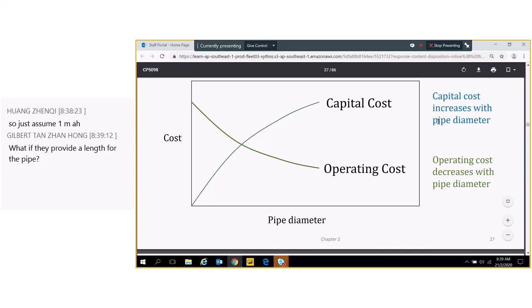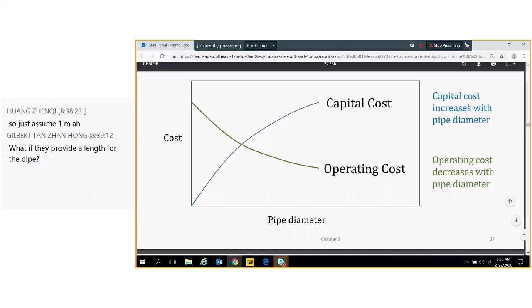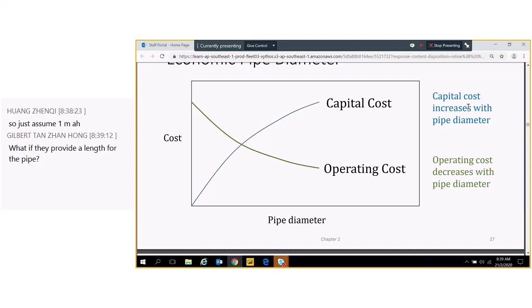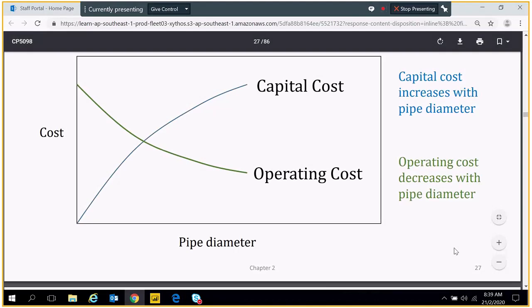Why, when the diameter of the pipe becomes bigger, capital costs increase? Because the pipe wall is thicker. The thickness has increased. If you consider 1 meter of pipe, the pipe is thicker. Your pipe is thicker means must use more carbon steel. More carbon steel means more expensive. Therefore, larger pipe diameter, higher capital cost.